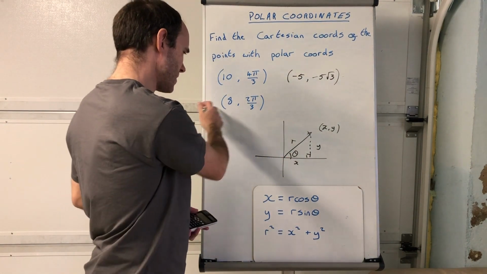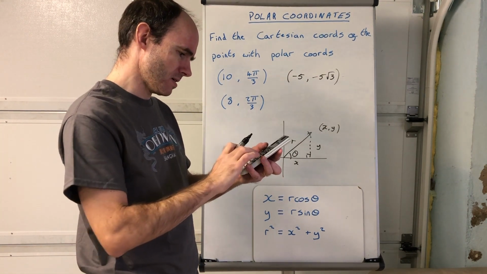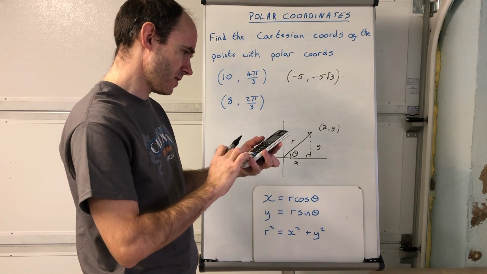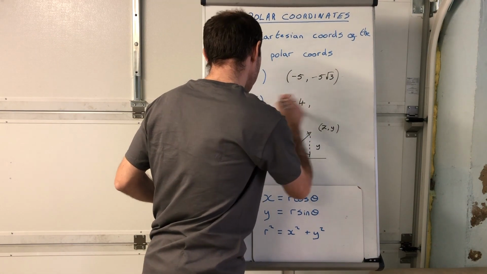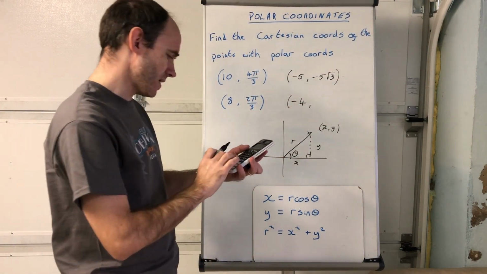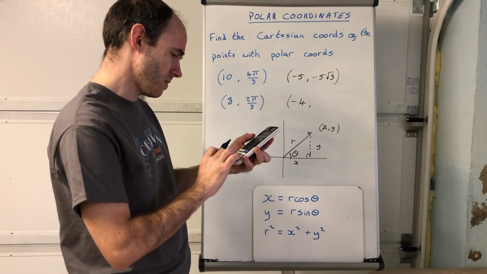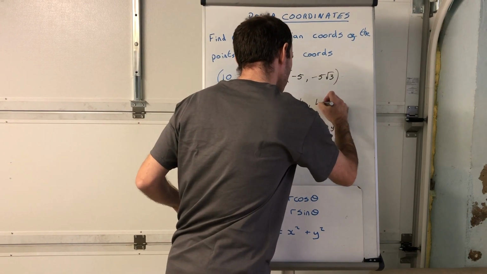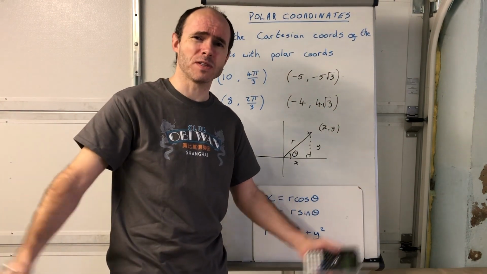Let's do another one then. So this will be x is 8 cos 2 pi over 3, so 8 cosine 2 pi over 3, that's negative 4. And then the y coordinate will be 8 sine 2 pi over 3, so 4 root 3. Okay, 4 root 3. Done. Probably the easiest bit in the whole of this unit, polar coordinates.